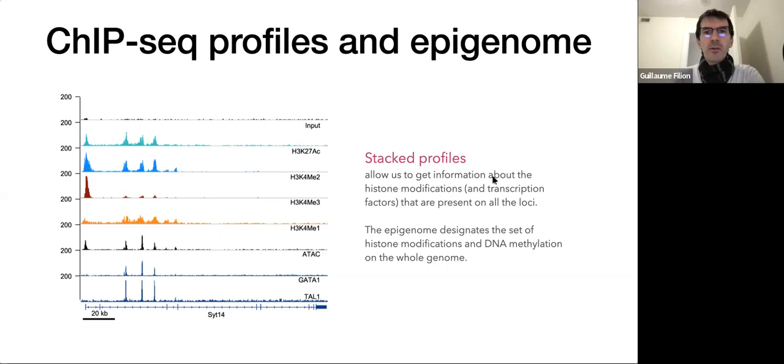Such profiles allow us to get information about the histone modifications and transcription factors that are present on all the loci. Here there's just one locus, but we could do that for more. The epigenome designates the set of histone modifications and DNA methylation on the whole genome. So when you think of all these possible tracks, on all the possible loci, that is the epigenome.